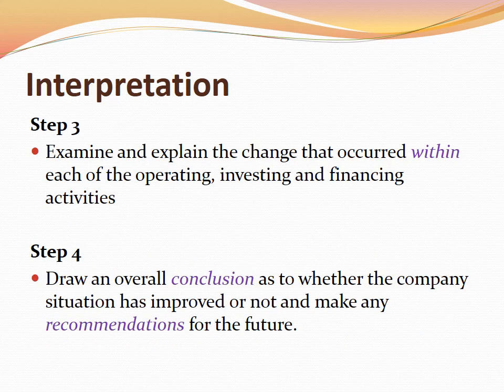Step 3, you need to examine and explain the change that occurred within each of the operating, investing, and financing activities. Let me give you an example. If, say, your operating activity has increased or is a positive amount, it is a healthy indicator. But perhaps what you can do is look at each line item. For example, if your receipts from customers amount is much higher than your payment to suppliers and employees, then that can be something you would analyze and explain in your answer.